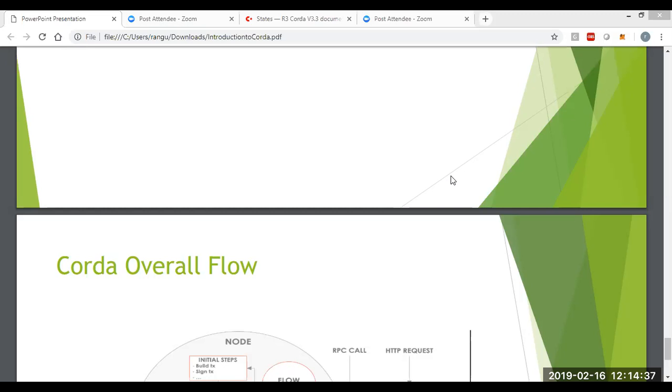How does one get the certificate? R3 Corda provides certification for this. It's an exam, and you can take it any number of times until you pass it. I think the cost is around $150. You can take it from R3 Corda itself.